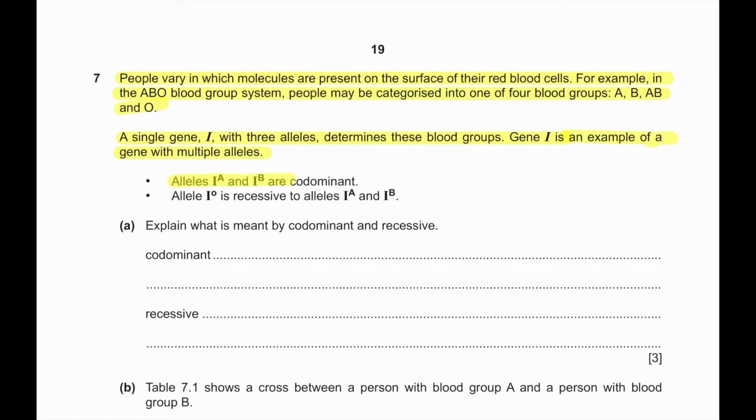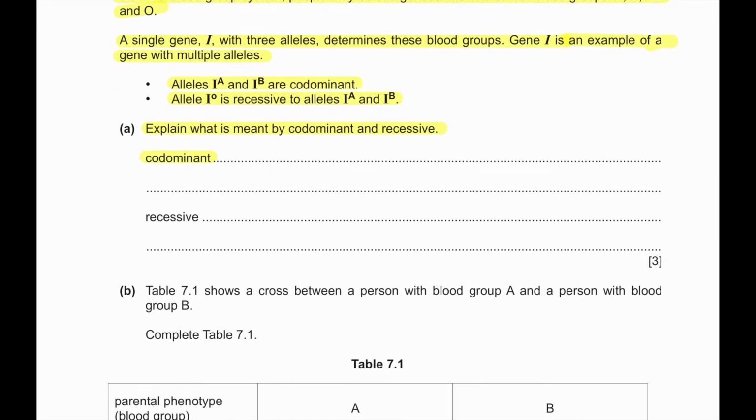Alleles IA and IB are codominant. IO is recessive to IA and IB. Explain what is meant by codominant and recessive. So we know codominant is when both alleles are expressed in the phenotype, and recessive alleles will only be expressed when dominant alleles are absent.